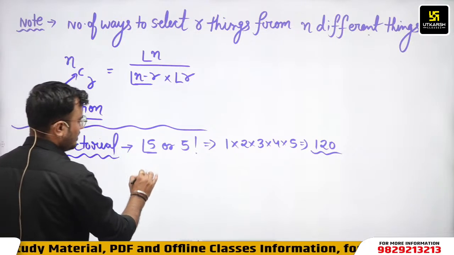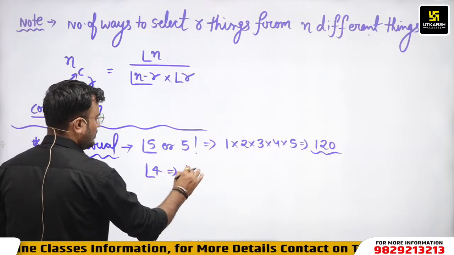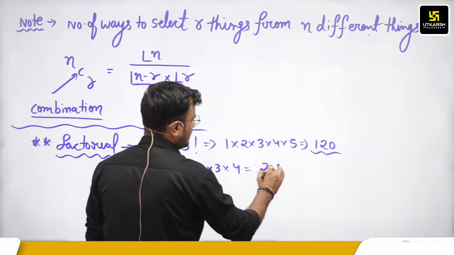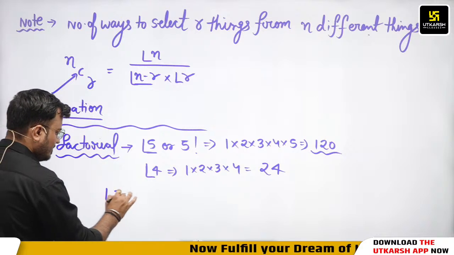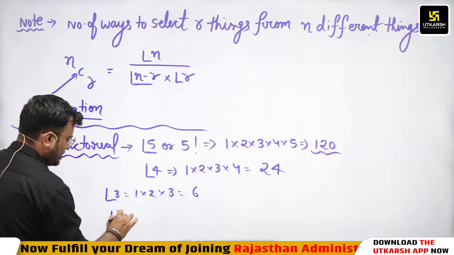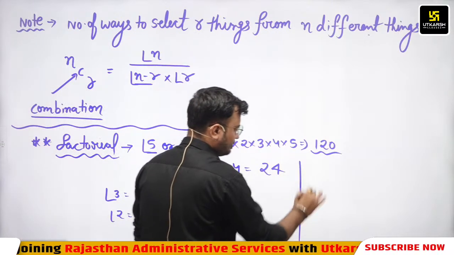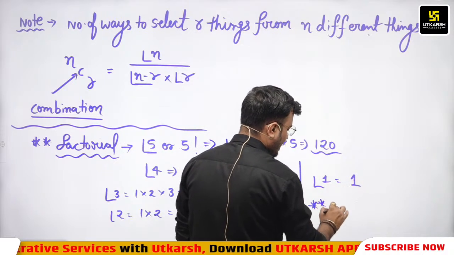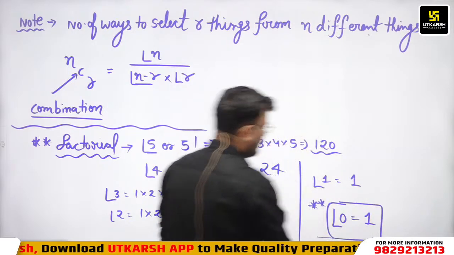For example, if we want to find factorial 4, we multiply 1, 2, 3, 4 up to 4. So factorial 4 is 24. Similarly, factorial 3 is 1 into 2 into 3, so it is 6. Factorial 2 is 1 into 2, so it is 2. Factorial 1 is 1. And one more important thing: factorial 0 is also 1.